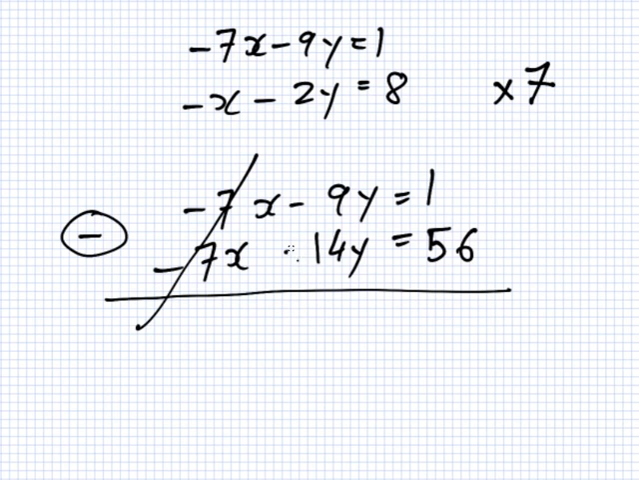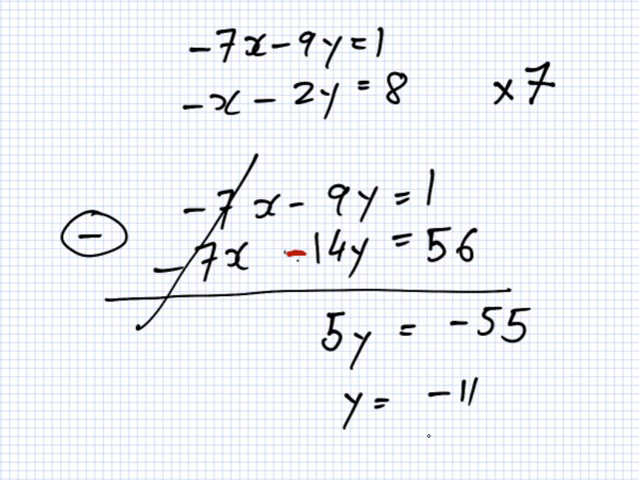I totally changed it now, because that's going to be minus 9 minus 14, which is minus 9 plus 14, which is 5, which is much better. Because now I actually get a nice answer. y equals 11. But I still need to find the x.